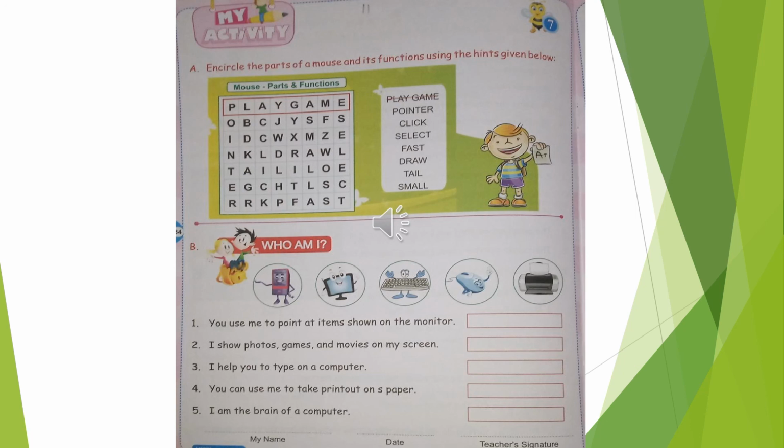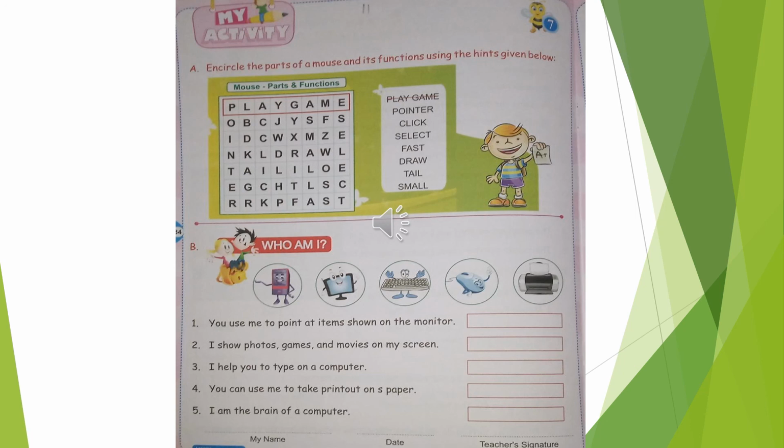B. Who am I? See children, here some figures are given for you. You have to pick one option from there and write it in the box. Okay, I'm explaining to you. First is mobile phone, second monitor, third is keyboard, fourth is mouse and fifth is printer.